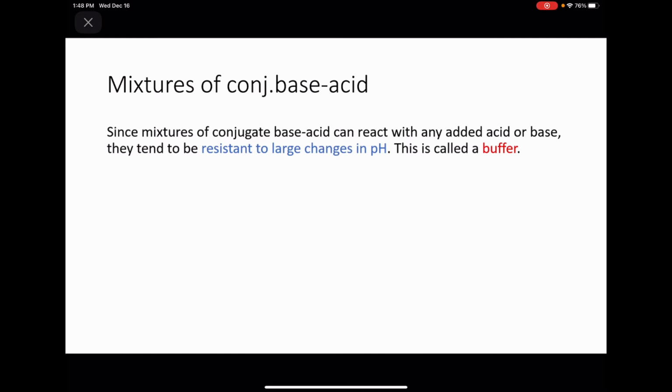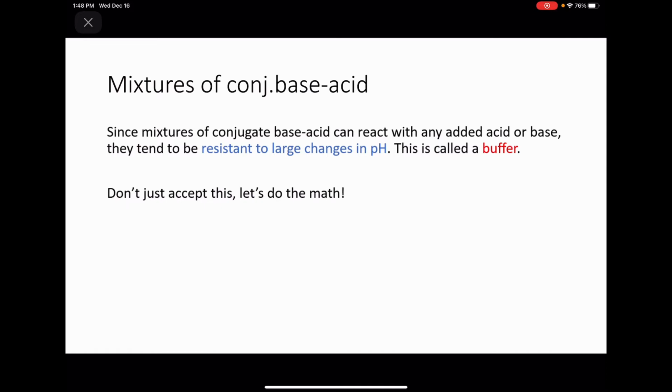But the one thing we haven't talked about yet is this idea: if we have a mixture of a conjugate base and acid, and we add an acid to it, there's base present to react with. If we add base to it, there's acid present to react with whatever we add. So mixtures of these weak acids and conjugate bases tend to be resistant to large changes in pH. And this is what we call a buffer. A buffer is a solution that's resistant to changes in pH.